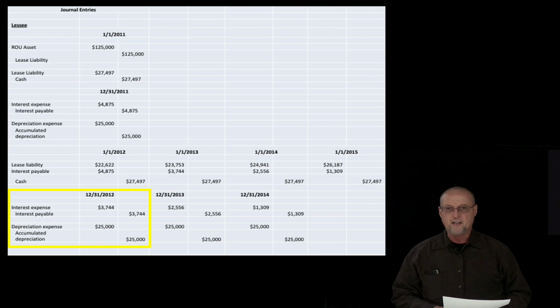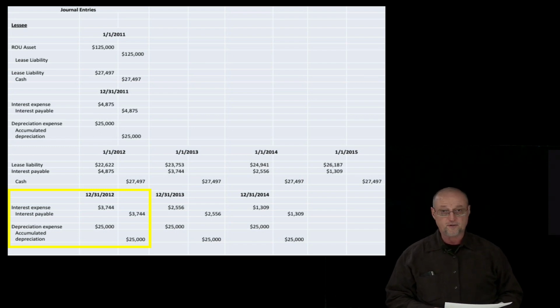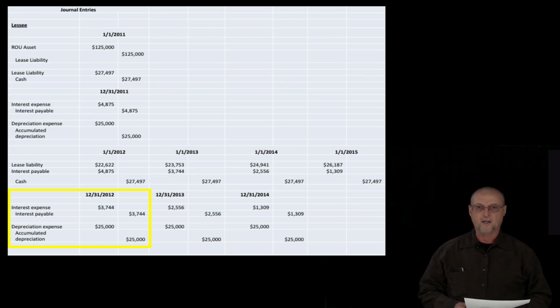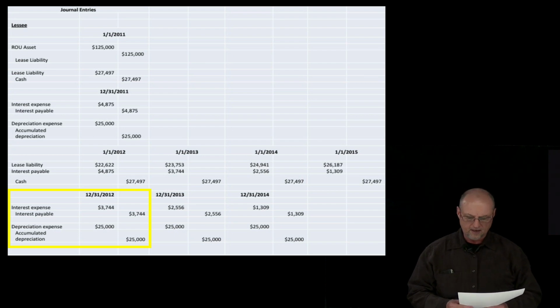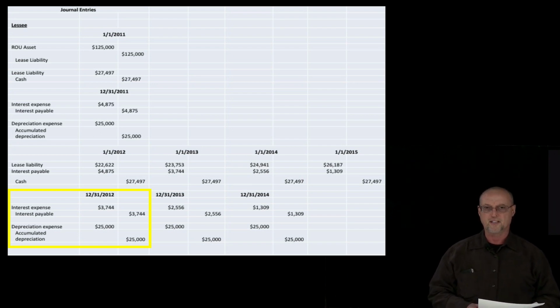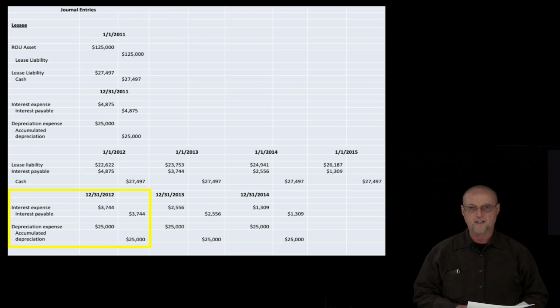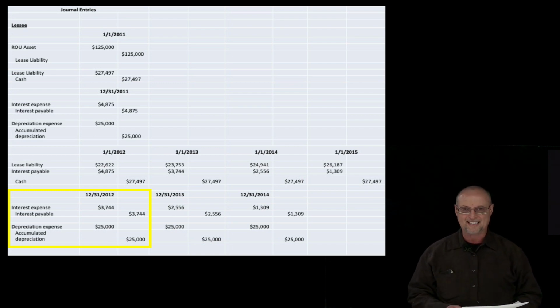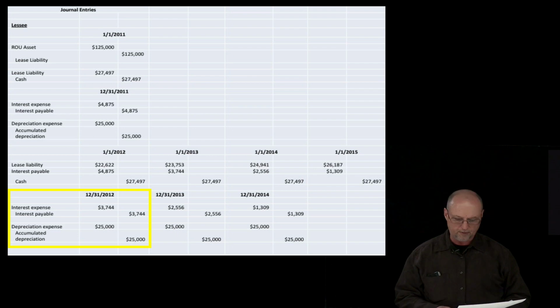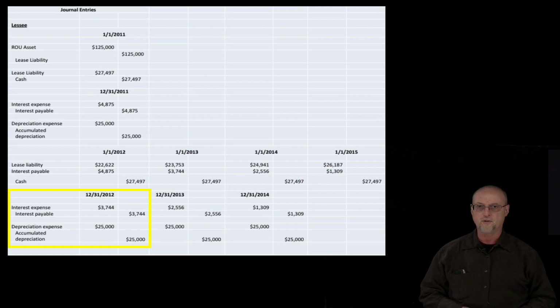At the end of year two, we do the same thing as we did at the end of year one. We're going to accrue interest expense, and if you look at the amortization table, debit interest expense $37.44, credit interest payable $37.44, and we're going to depreciate or amortize the asset, and again, it's straight line, so same numbers. Debit depreciation expense, $25,000, credit accumulated depreciation or crediting the right of use asset for $25,000.